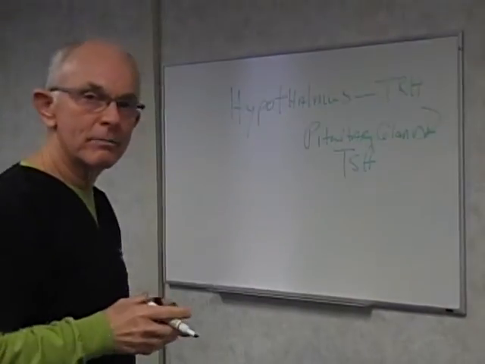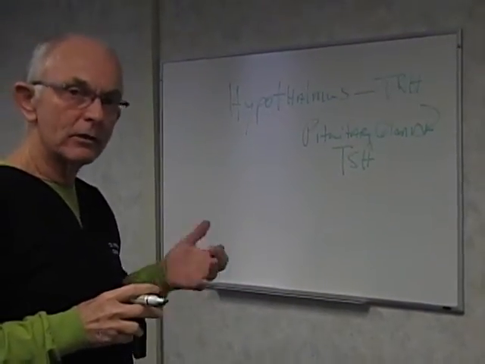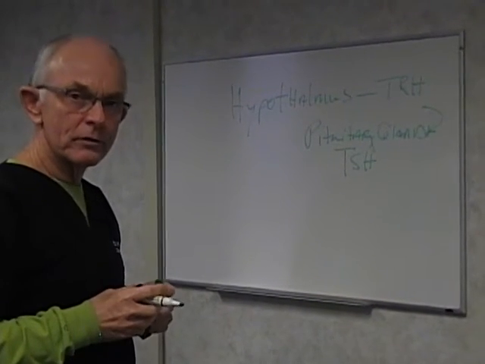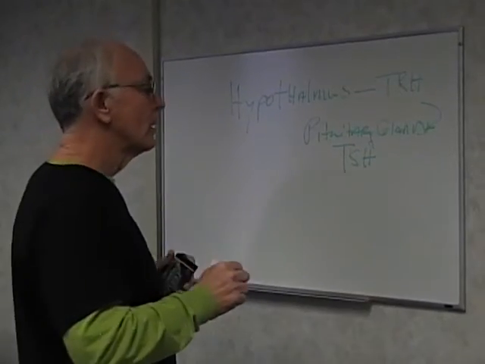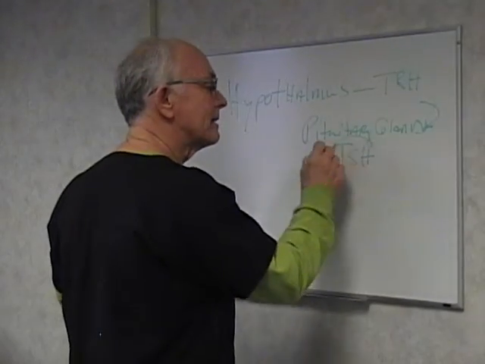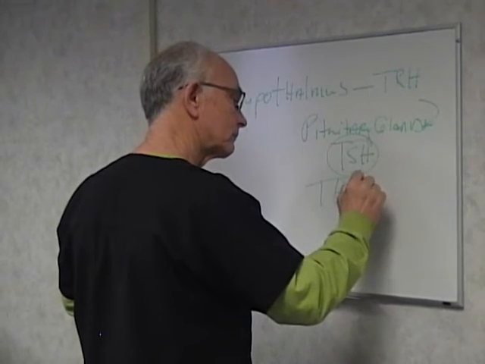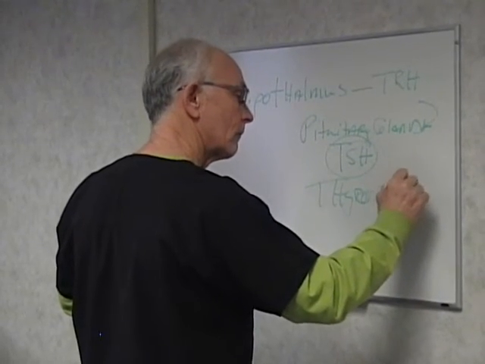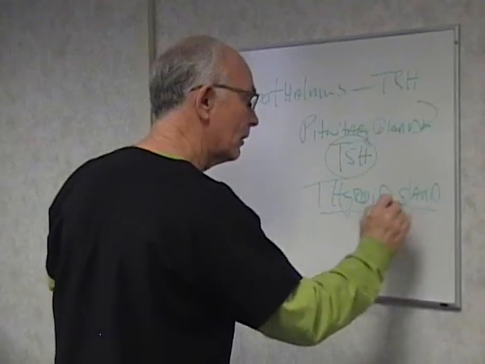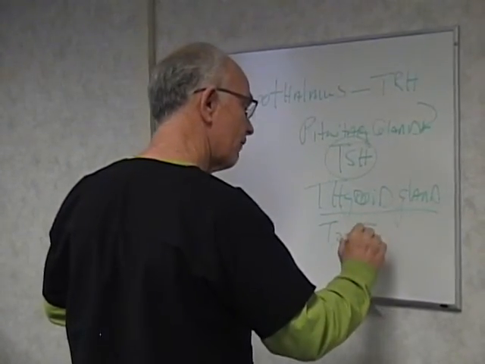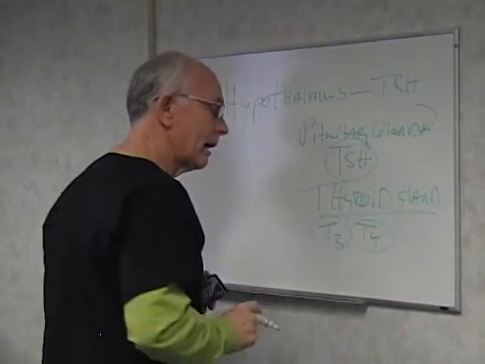And this is what is being measured on your blood test that your doctor does to determine whether or not you have hypothyroidism or hyperthyroidism. And so then the TSH is released into the thyroid gland. Then the thyroid gland releases two hormones, T3 and T4. Now this is highly, highly important.